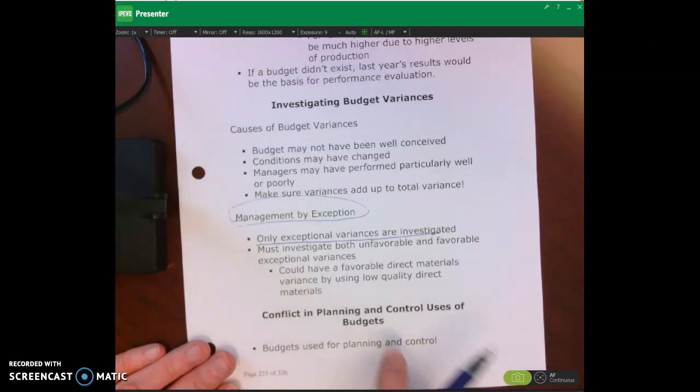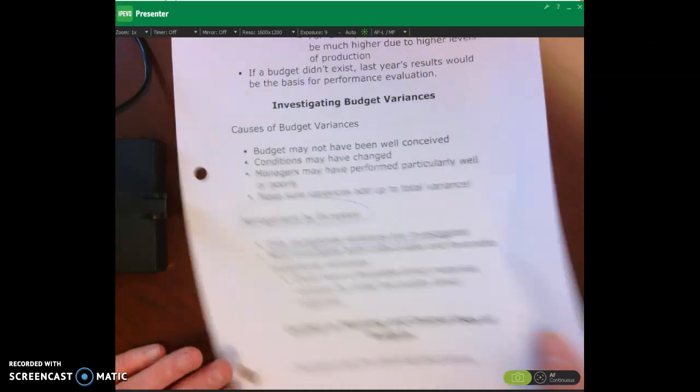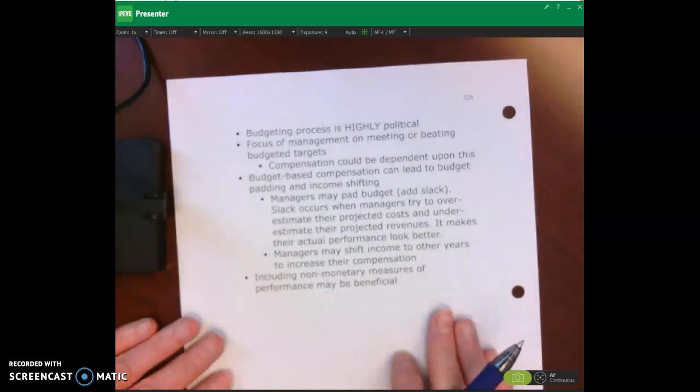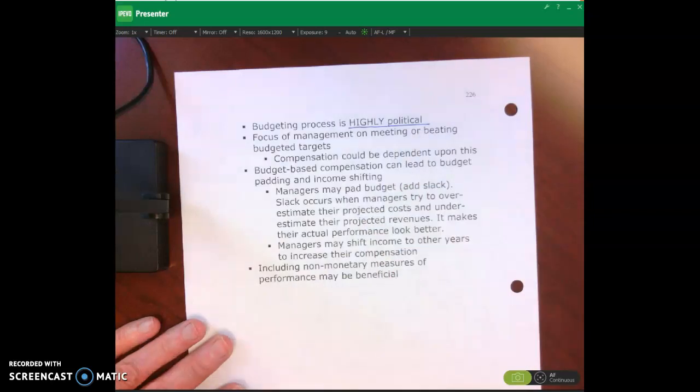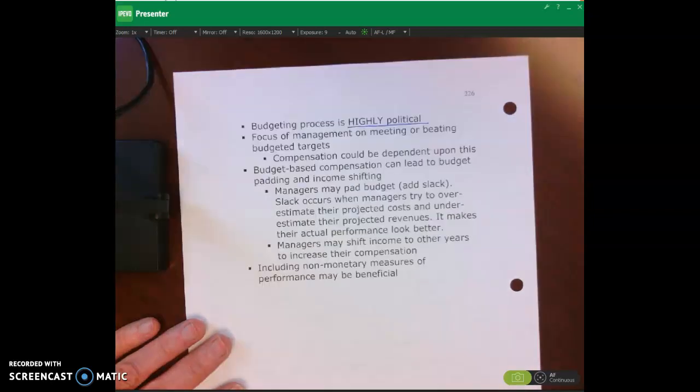Okay. So when we talk about some conflict in planning and control, budgets are obviously going to be used in planning and control. And I commented on this in the first lecture video. They're highly political, which basically refers to everybody trying to guard their own turf. It's turf protection. They don't want their division to lose their own money. They don't want their division to lose out on future opportunities.